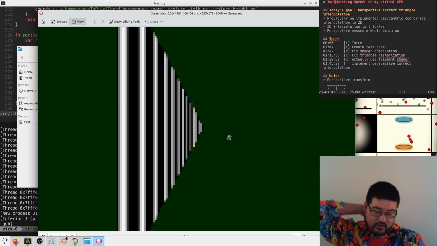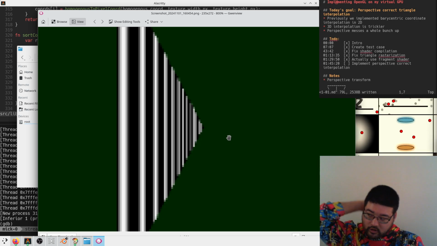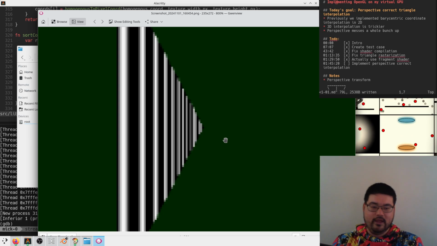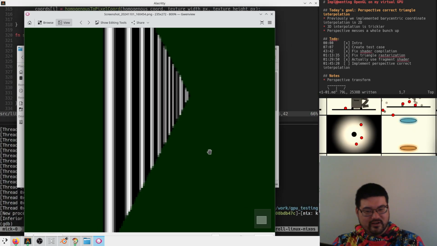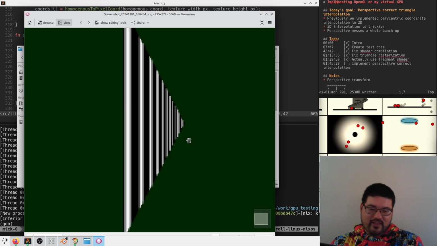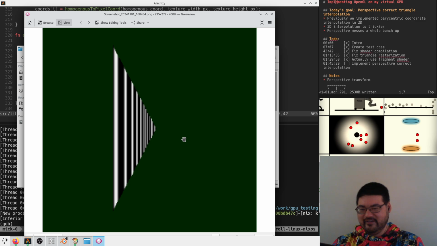Z will be used for Z-buffer later, right? Probably. I don't know. Presumably we are going to have to do something with the Z-buffer, but I don't know what yet. I haven't really made it that far. But that is pretty sick. Cool. I'm really happy with that.